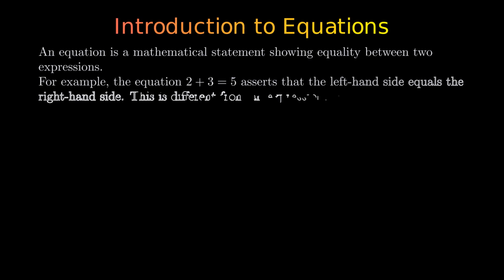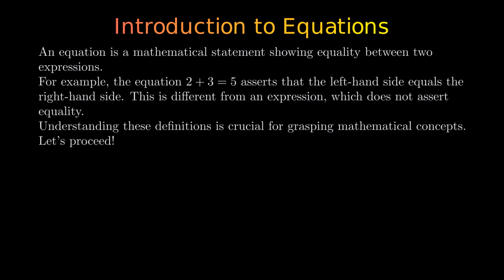An equation is a mathematical statement showing equality between two expressions. For example, the equation 2 + 3 = 5 asserts that the left-hand side equals the right-hand side. This is different from an expression, which does not assert equality. Understanding these definitions is crucial for grasping mathematical concepts. Let's proceed.